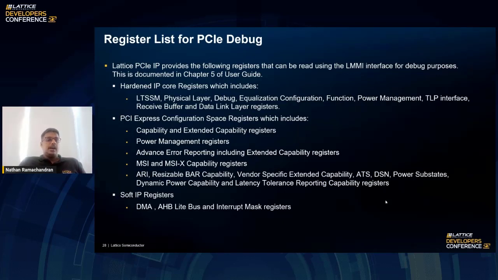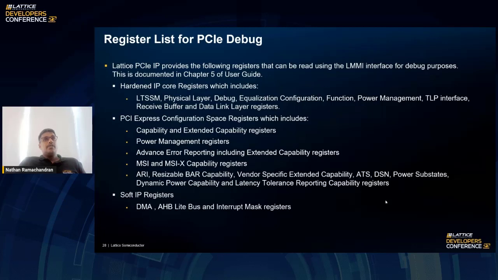Okay, these are the hardened IP core registers, which tell how the hardened IP core is behaving. But the debug could be beyond an issue on the hardened IP core. It could be related to something missing in the enumeration or the configuration of the PCI IP itself. So for this, we have the PCI Express configuration space registers mapped into our hardened link layer, which includes the capability and extended capability registers.